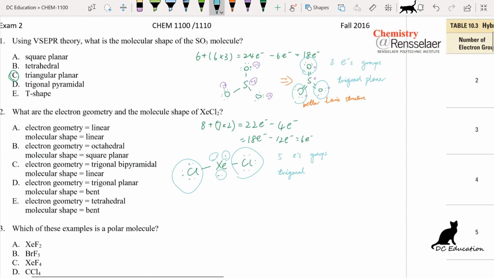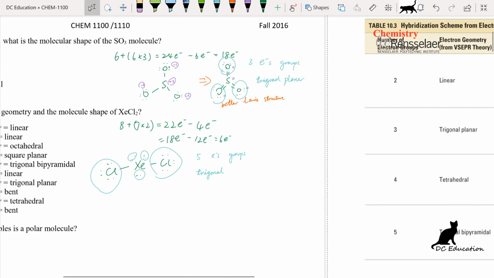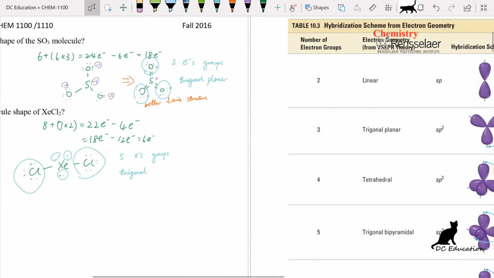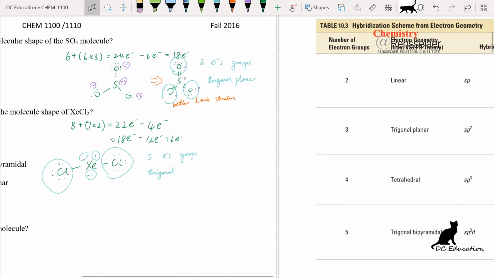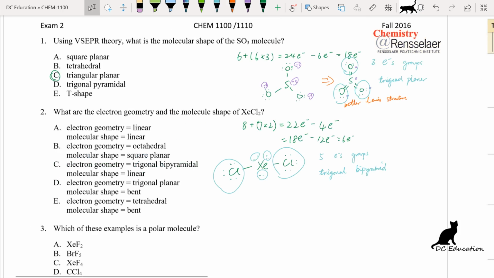Not so sure if this color demonstrates well through the videos. It looks very close to white from my perspective. So it's called a trigonal bipyramid. And so that's the electron geometry.